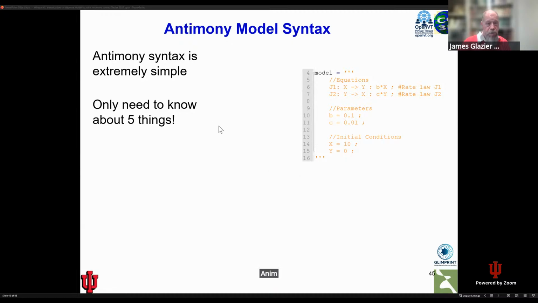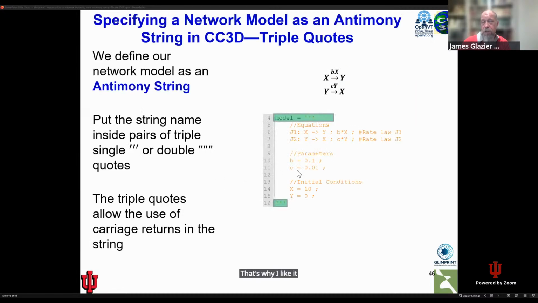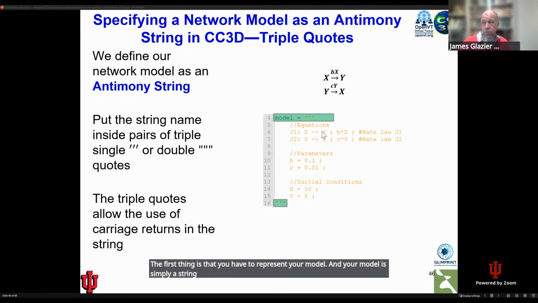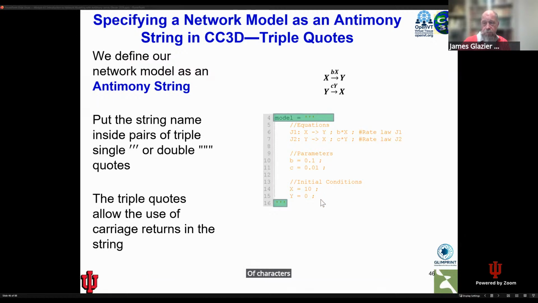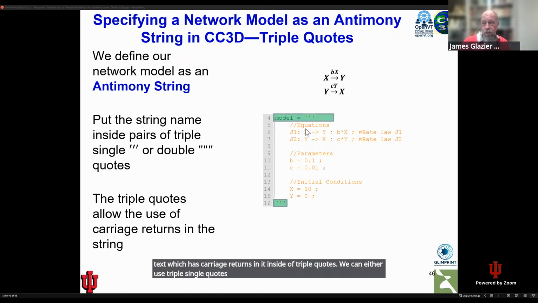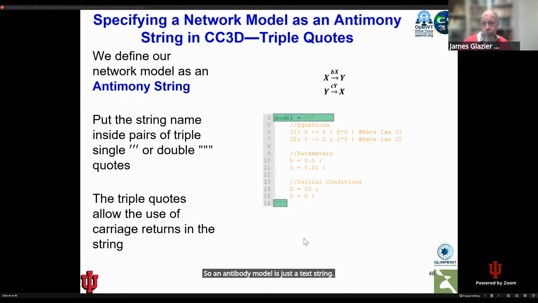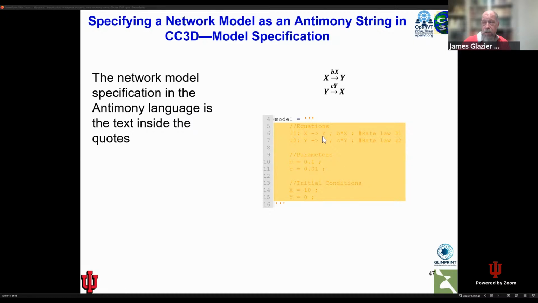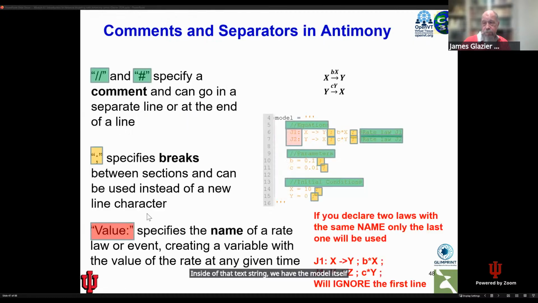Antimony model syntax only has 3 key components. That's why I like it. The first thing is that you have to represent your model, and your model is simply a string of characters. It's text. And in Python, we have to put text which has carriage returns in it inside of triple quotes. We can either use triple single quotes or triple double quotes. They have to match. So an Antimony model is just a text string. Inside of that text string, we have the model itself. It's a model spec.